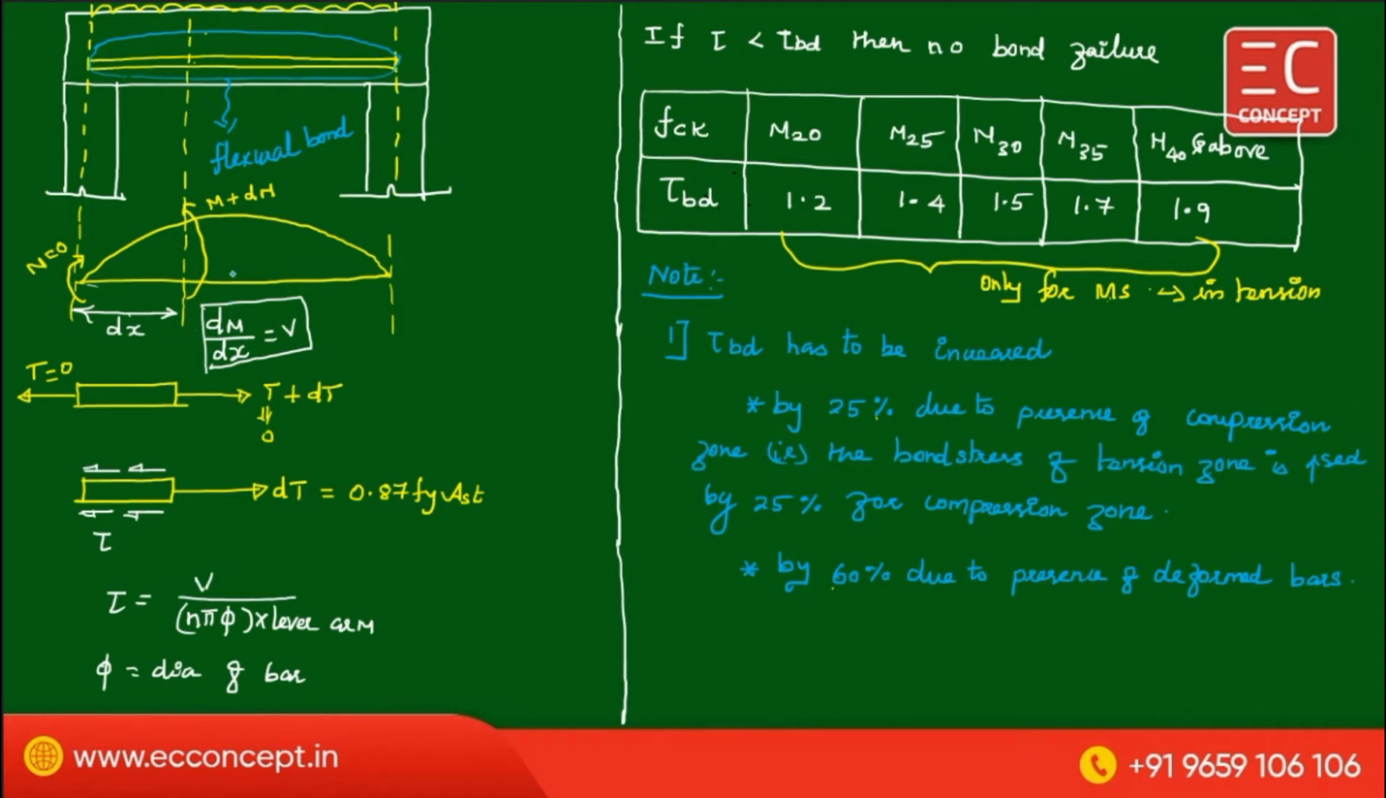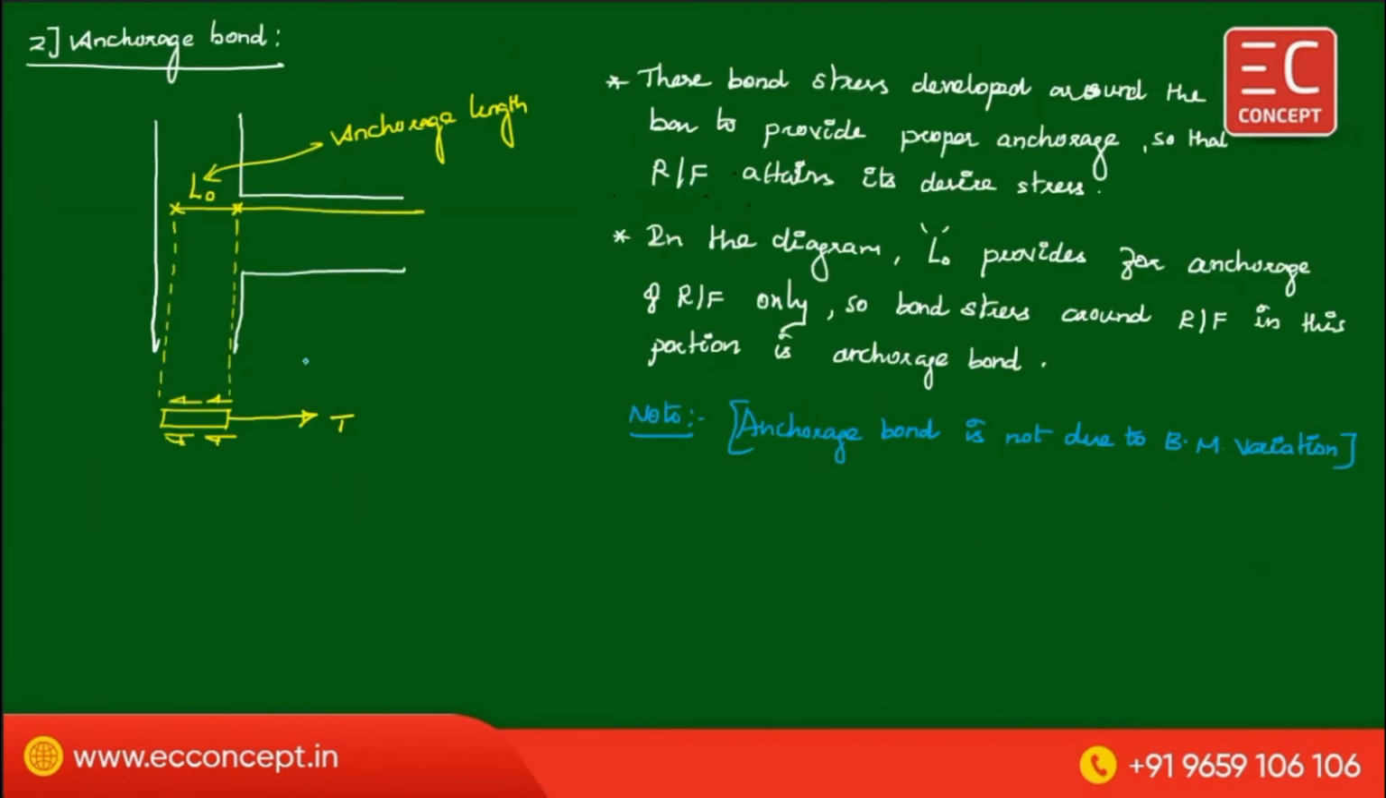What is unbalanced bending moment? Here M plus dM, there was a variation in bending moment. To counteract this variation in bending moment, a bond stress shall be developed around the steel bar. Okay, so that is important. This is about anchorage bond.